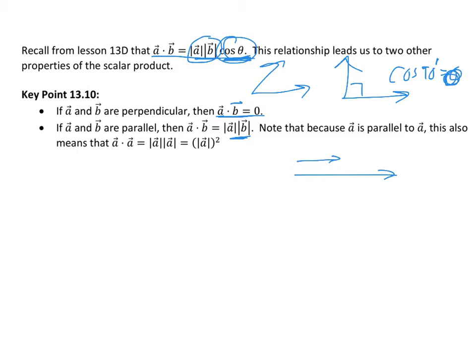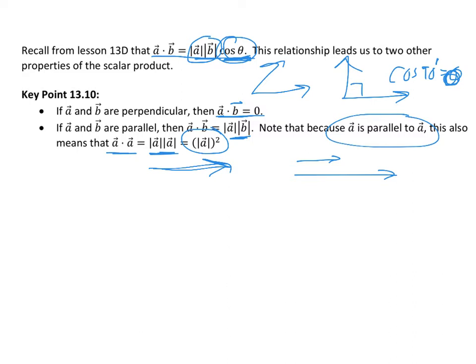Now, as a follow-up to this, it's worth noting that because A is parallel to itself, because a vector is always going in the same direction as itself, this also means that the dot product of A with itself is equal to the magnitude of A times the magnitude of A, which is the magnitude of A squared. And this ends up being a really neat property that we can use to our advantage when we're working through some kind of weird show problems.